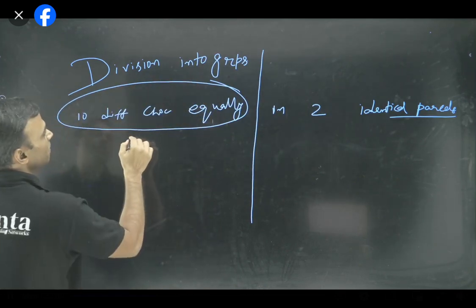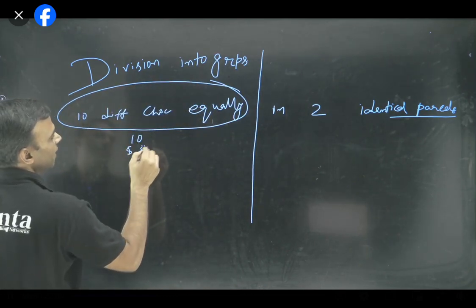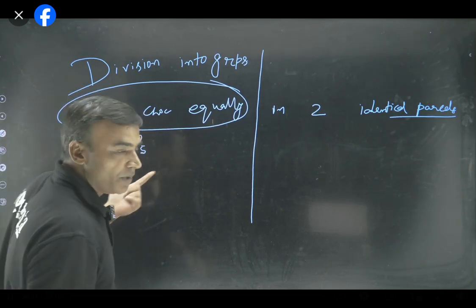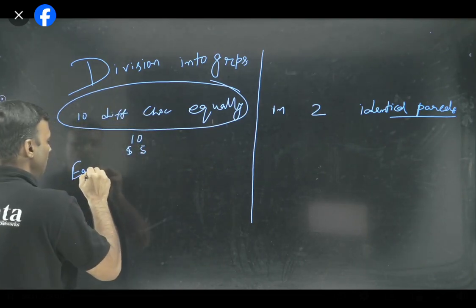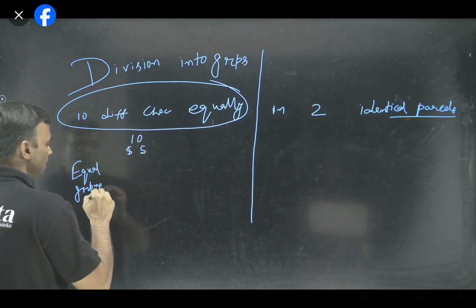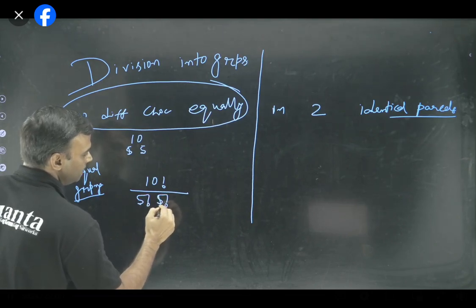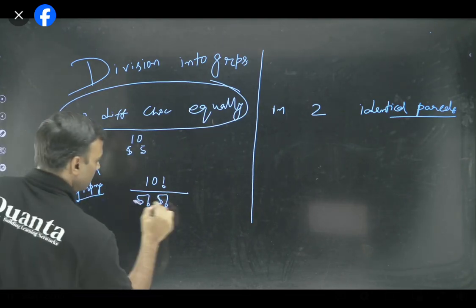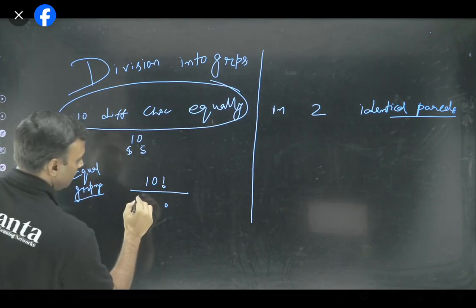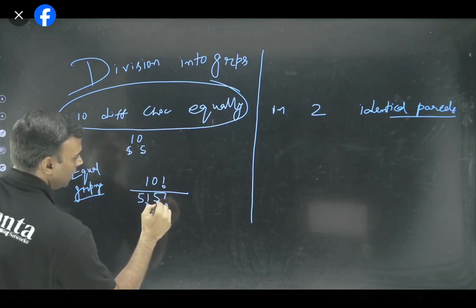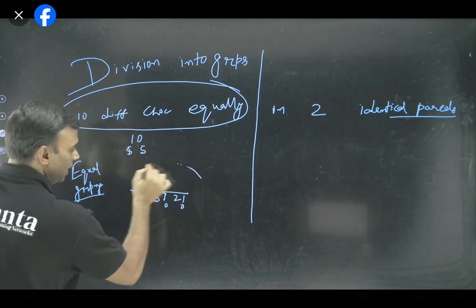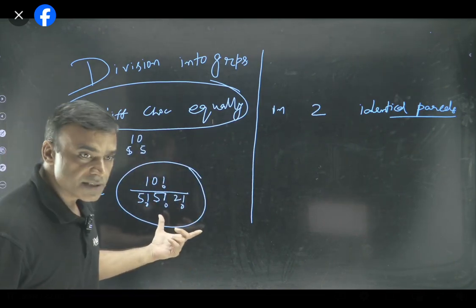How many ways you can do this grouping? This is 10, 5, 5. So what will I do? I'll apply the method of equal grouping. Here it is equal grouping. And how do I do that? 10 factorial, 5 factorial, 5 factorial, 5 factorial, 5 factorial, and 2 factorial. Is this complete grouping? Yes.